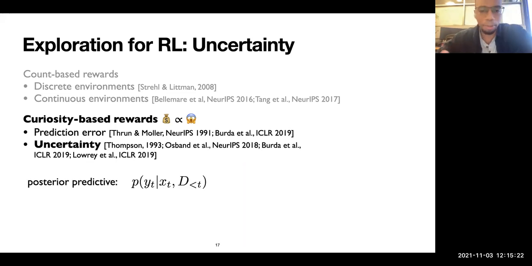And another popular form are uncertainty-based rewards. And here, at a high level, what's done is the agent keeps track of some posterior, which we're going to denote by YT conditioned on this. And this YT can be anything. It can be the dynamics. It can be the value function. It's not really that important.